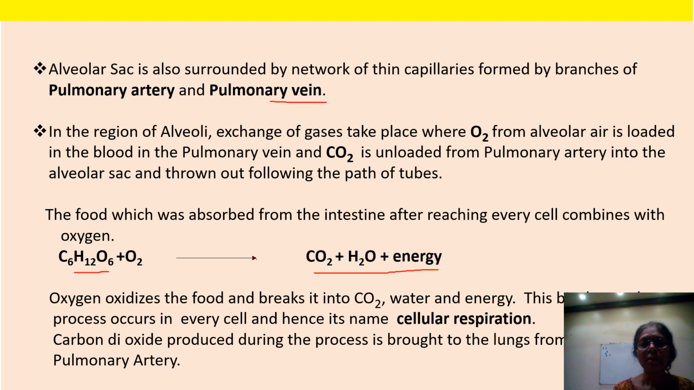This carbon dioxide is sent back to the heart. From there, it is collected by the pulmonary artery and is brought back to the lungs for throwing it out from the passage of bronchioles, bronchi, trachea, nose, and outside. This cycle repeats in every breath.